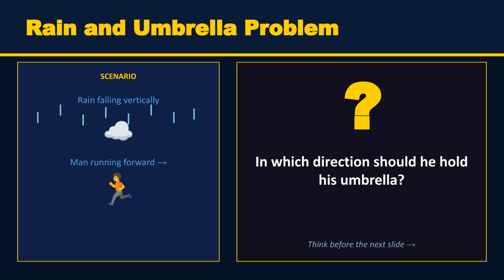Consider the rain and umbrella problem. If rain is falling vertically and a man is running forward, in which direction should he hold his umbrella? Pause and think about this before moving to the next scene.